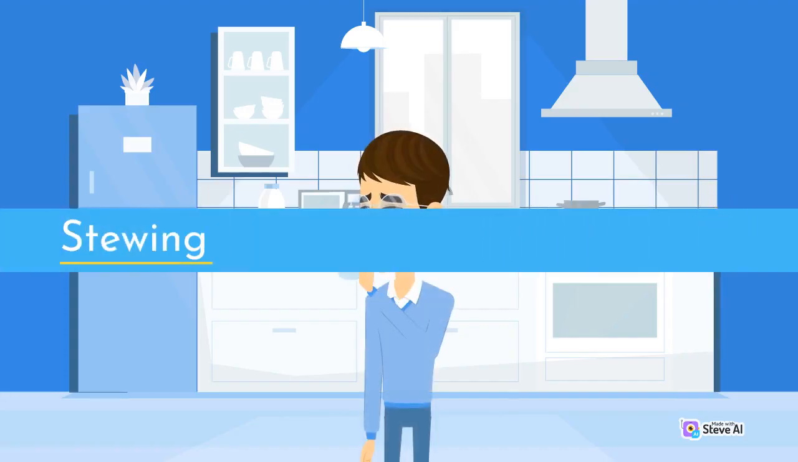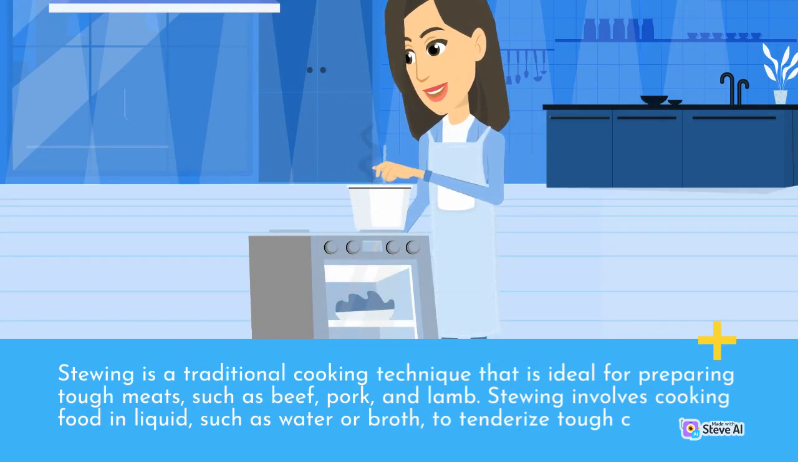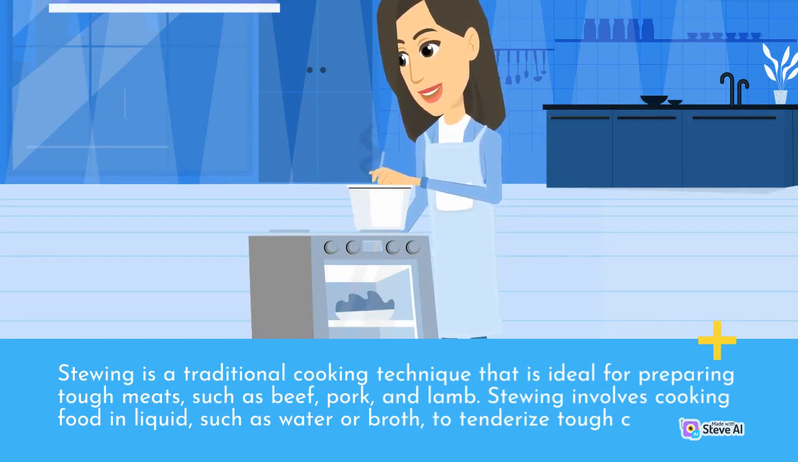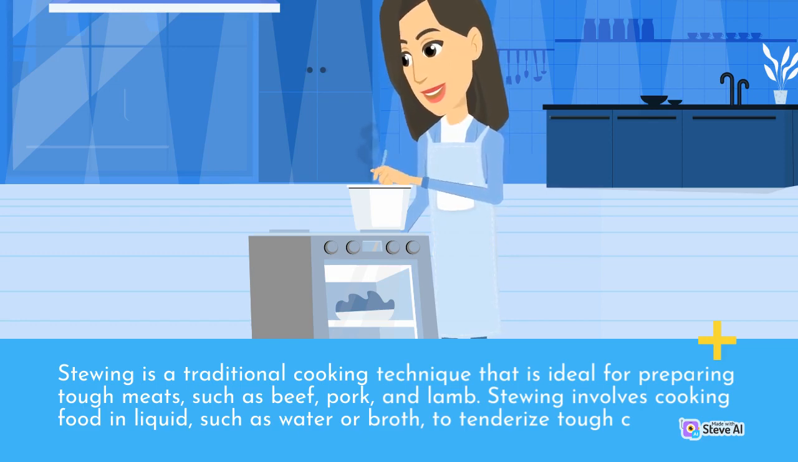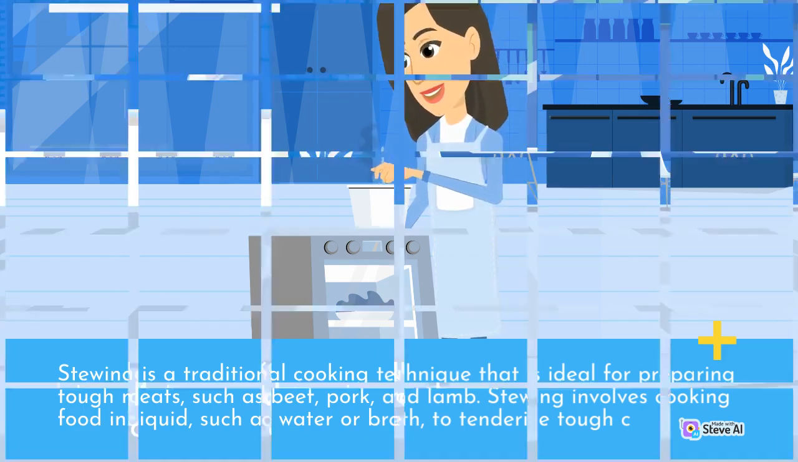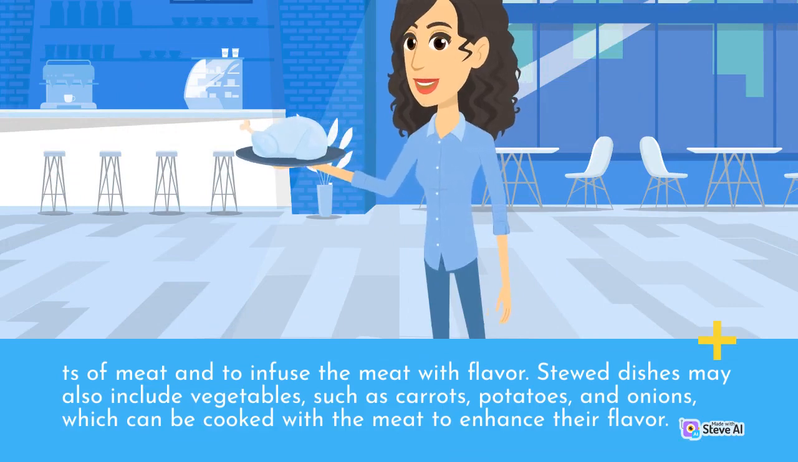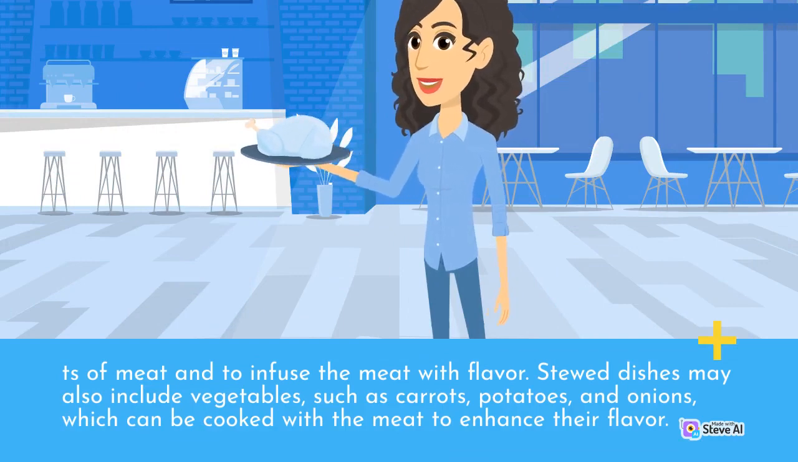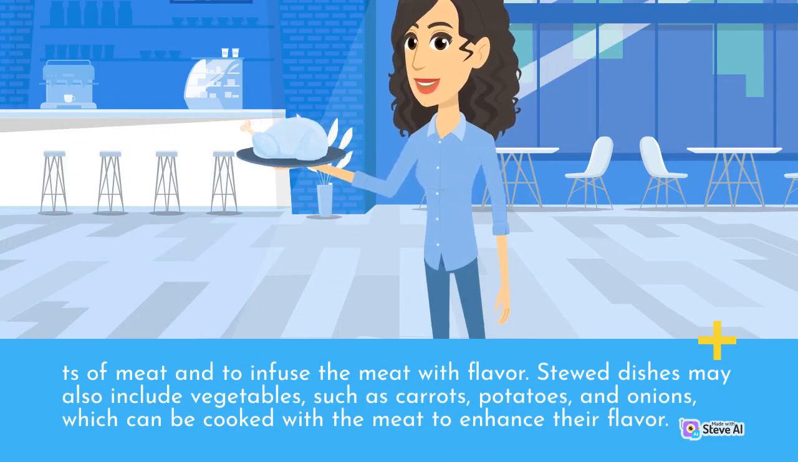Stewing. Stewing is a traditional cooking technique that is ideal for preparing tough meats, such as beef, pork, and lamb. Stewing involves cooking food in liquid, such as water or broth, to tenderize tough cuts of meat and to infuse the meat with flavor. Stewed dishes may also include vegetables, such as carrots, potatoes, and onions, which can be cooked with the meat to enhance their flavor.